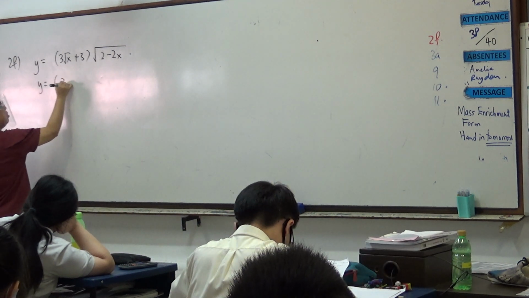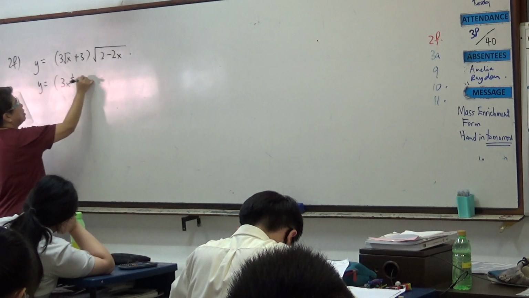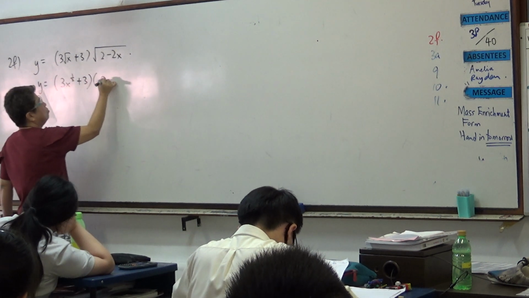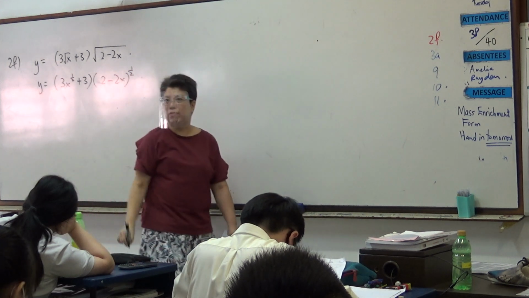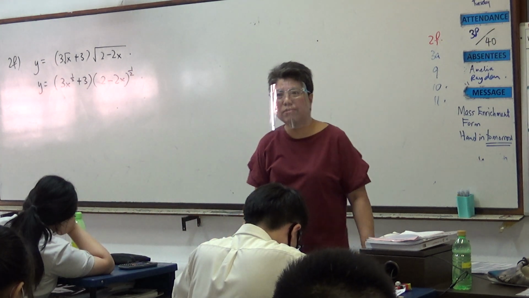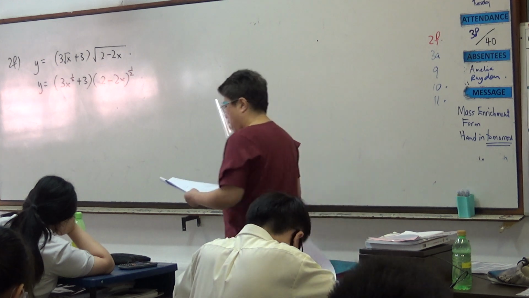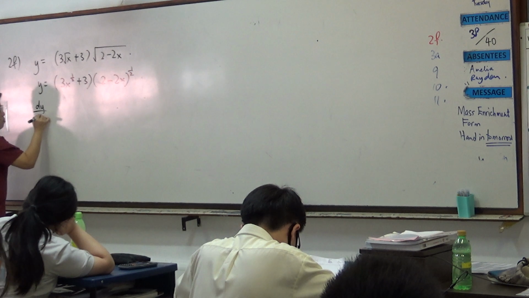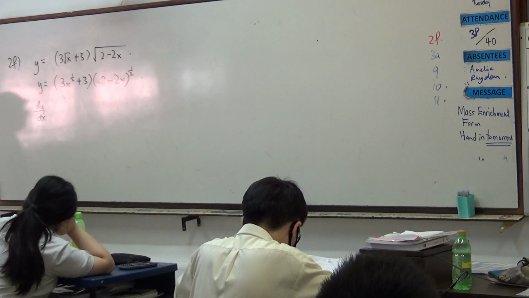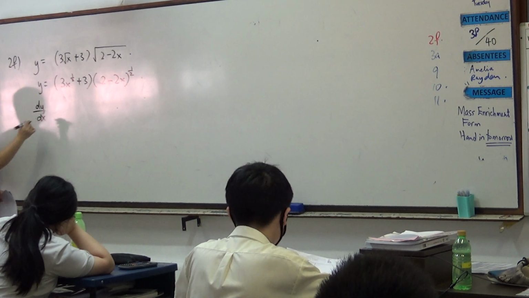This is 3x^(1/2) plus 3 times (2 minus 2x)^(1/2). Right? You write like that first. Agree, class? Okay? Now, then let's take a look. Next step is dy/dx. Correct? Must write the notation form.